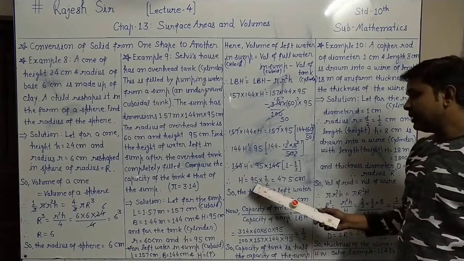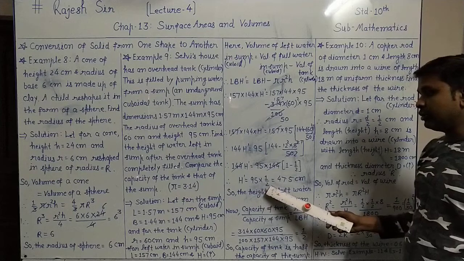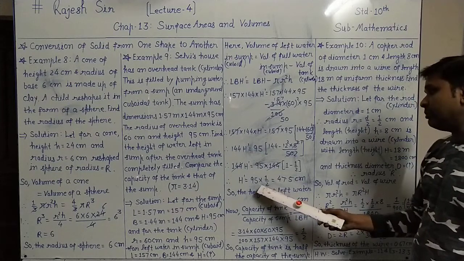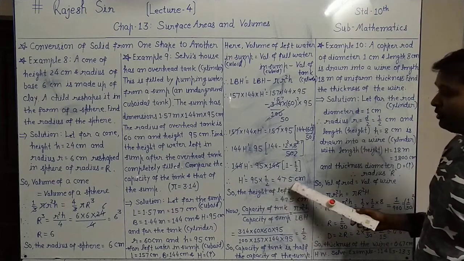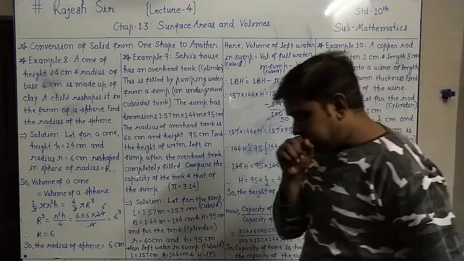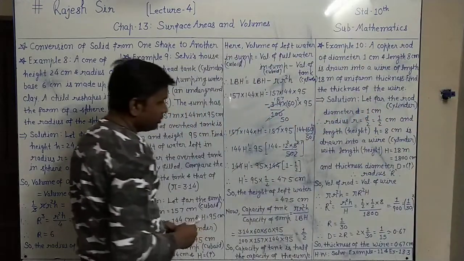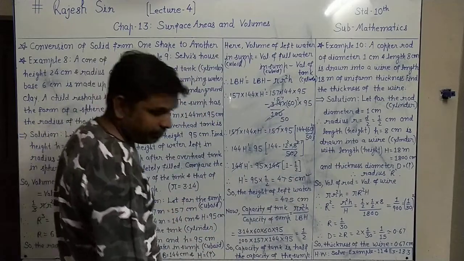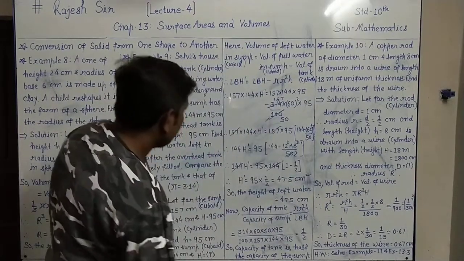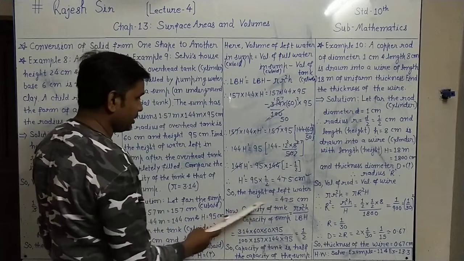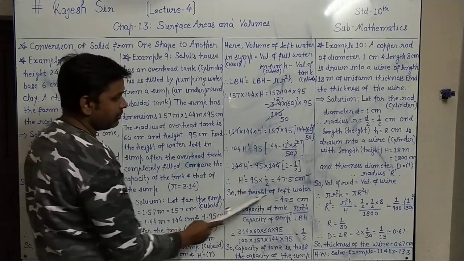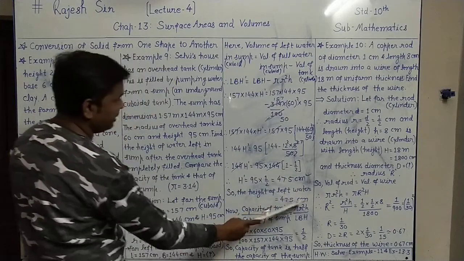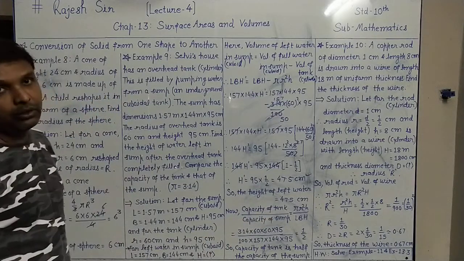That means you can understand 95 is divided by 2, then it will give 47.5. So this 47.5 is the height of the left water. So height of the left water is 47.5 centimeter. This is the first answer we got.